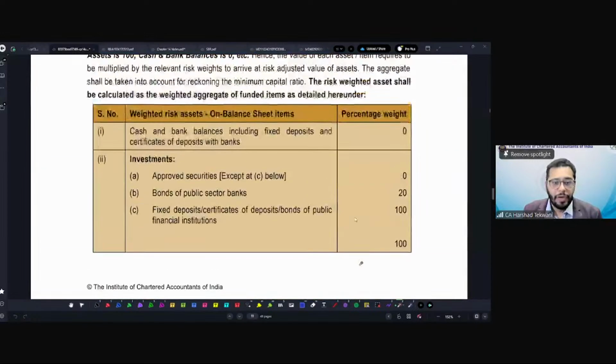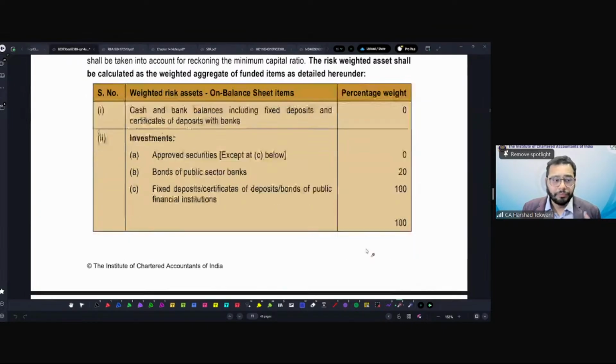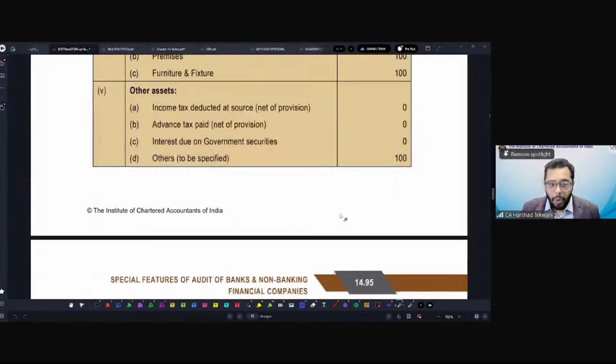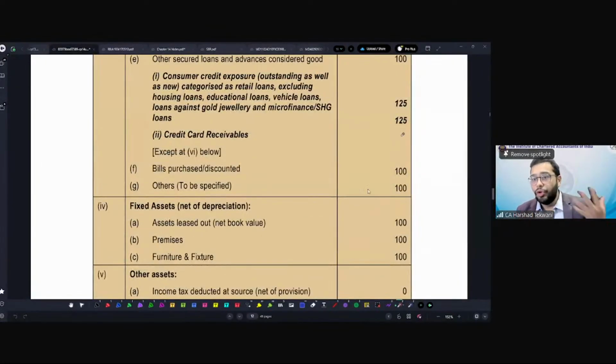Now, if you see over here, why do the bonds of public sector banks have a lower rate? The reason is that they have lower risk. These are the bonds of public sector banks, so these are basically lower risk. If something has a higher risk, for example, microfinance, then they have a higher weight. The more the risk given, the higher your aggregate weighted assets will be. The total of weighted assets will be higher.